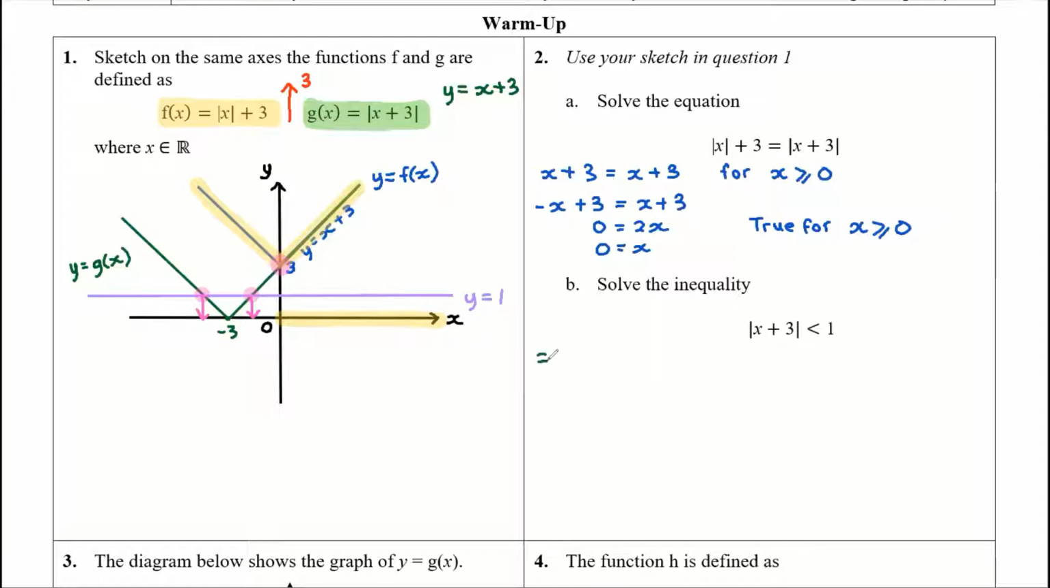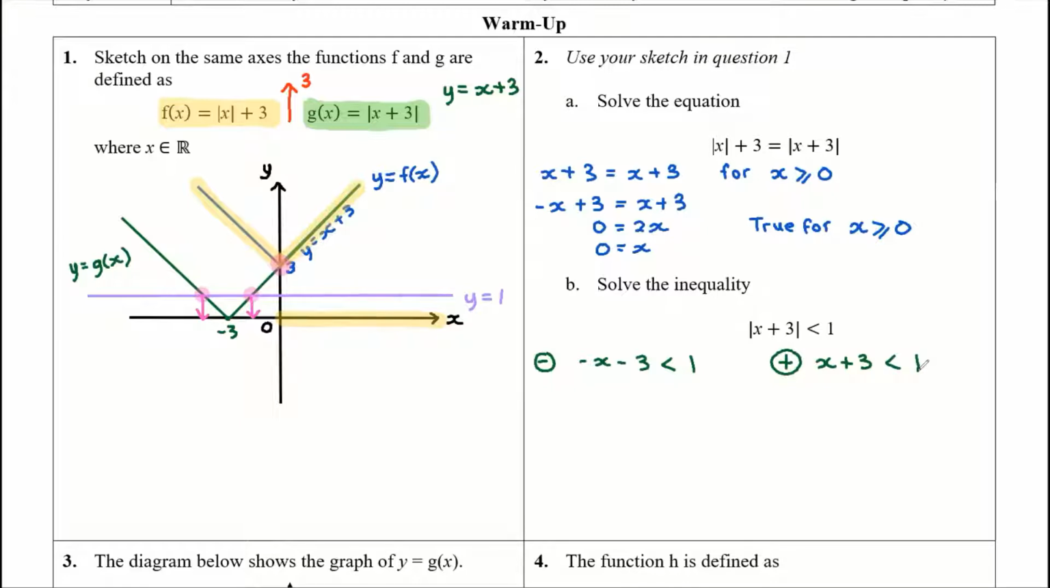So for the negative branch, we simply reverse the signs of everything inside the modulus. So it's going to be negative x, subtract 3. When is that strictly less than 1? Okay, and we rearrange it. And then for the positive branch, we take the positive form of the modulus, which is just x plus 3, and we solve this inequality. So we do them separately.